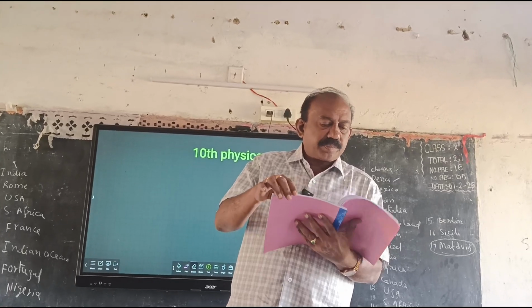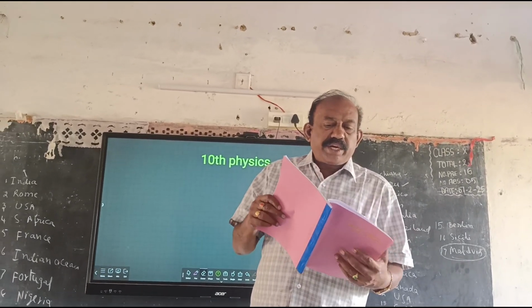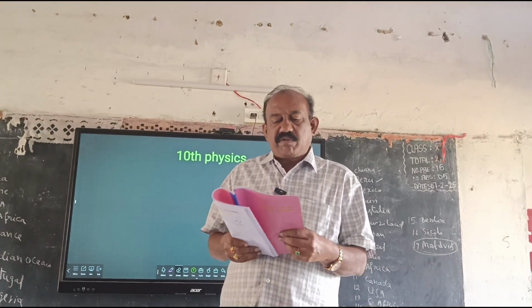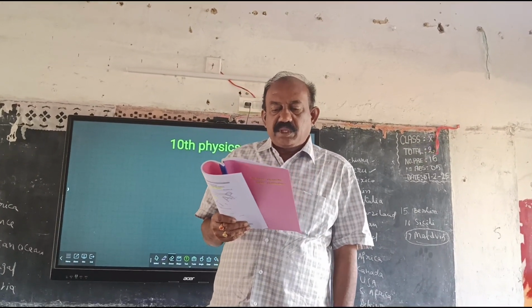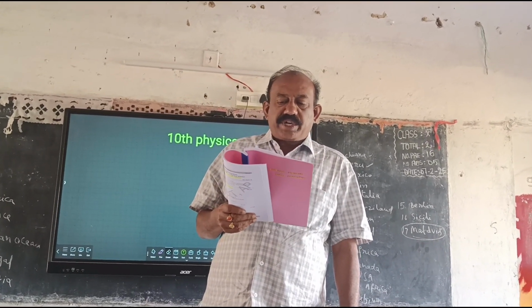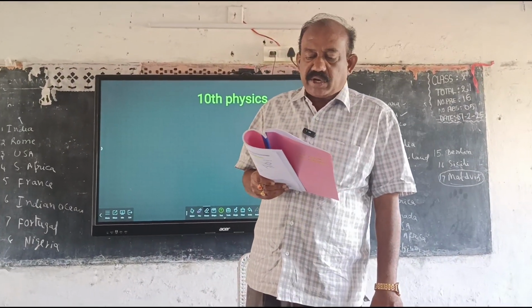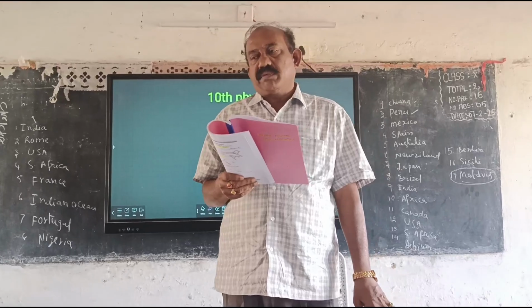Next one is magnetic effect of electric current. Explain how a compass needle is deflected, which is kept near a current carrying metallic conductor. Oersted experiment. Very, very important.